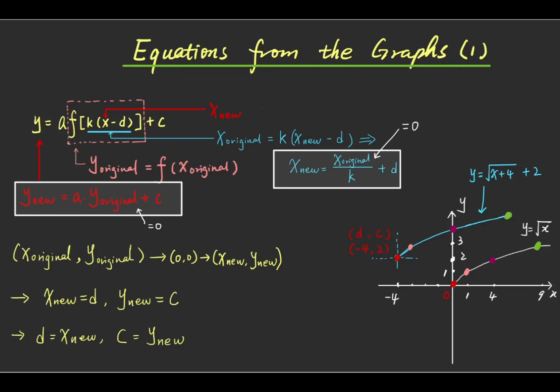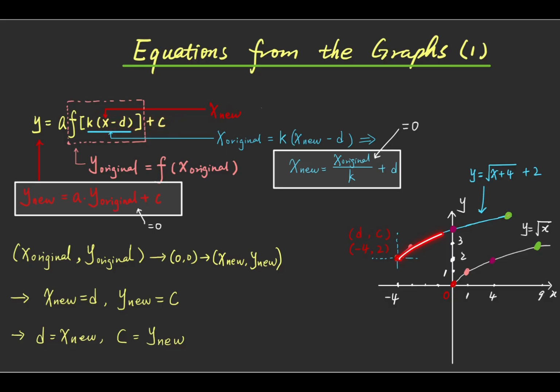If you are given this graph, you are asked to figure out its equation. How should you do? Okay, first let's analyze the standard transformed function. This is the transformed function's expression: y equals a times f(k times (x minus d)) plus c.